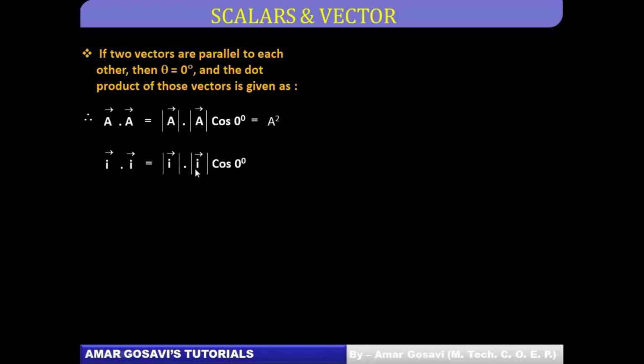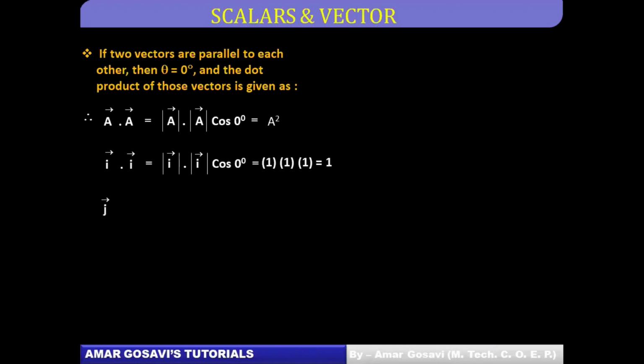Now we all know one thing. What is i cap? Unit vector. So what is the magnitude of a unit vector? 1. Again, the magnitude of the second unit vector, which is again i cap, is 1. And the value of cos 0 is again 1. So 1 multiplied by 1 multiplied by 1, ultimately you will get 1. So i cap dot i cap will be 1. Self dot product for unit vectors will be 1. Remember that.